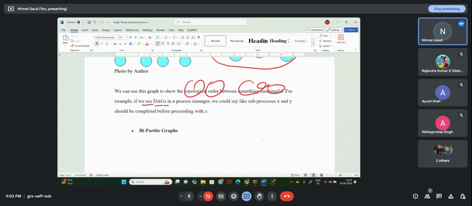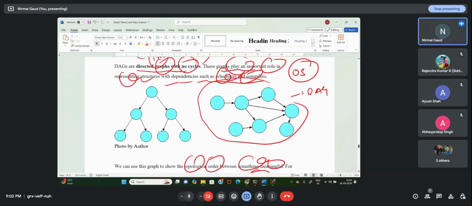For example, if you use DAGs in a process manager, that's what I was telling. Processes X and Y should be completed before proceeding to Z. Okay, process manager, whatever. I just focus upon the type of graph. So no cycle. See, it is going here and here, and it is going directly. How do you say that this is a DAG?